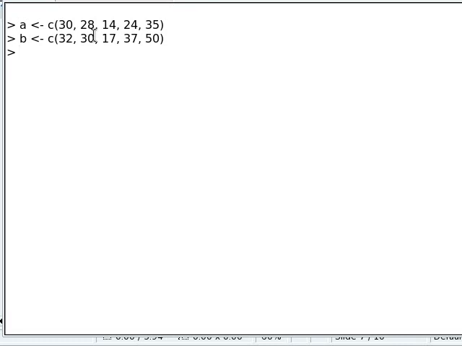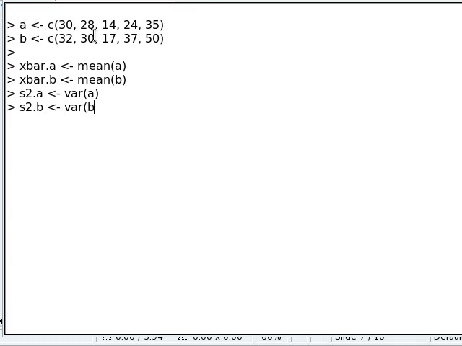Just to be a little bit masochistic, we're going to actually use the formula and figure all of this out. So we're going to calculate x bar for A, the mean of A; x bar for B, the mean of B; s squared sub A, the variance of A, so we'll just call it s2.a; and s2.b, the variance of B. And our t-statistic should be the absolute value of x bar for A minus x bar for B, divided by the square root of the variance of A divided by the number of entries in A, plus the variance of B divided by the number of entries in B.